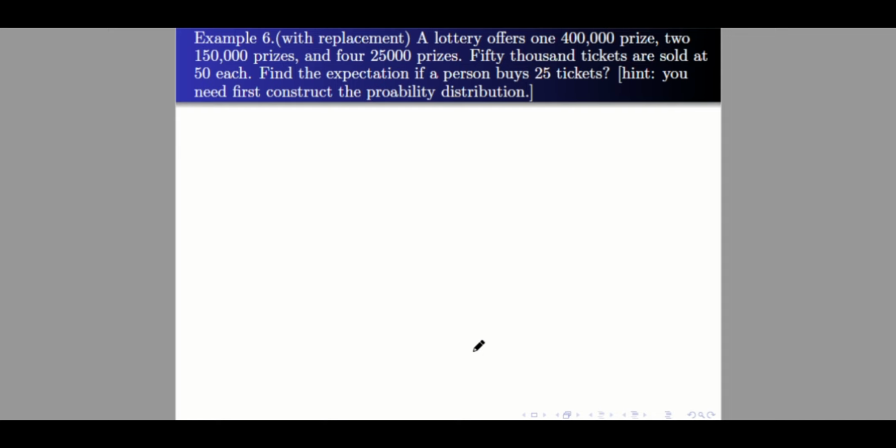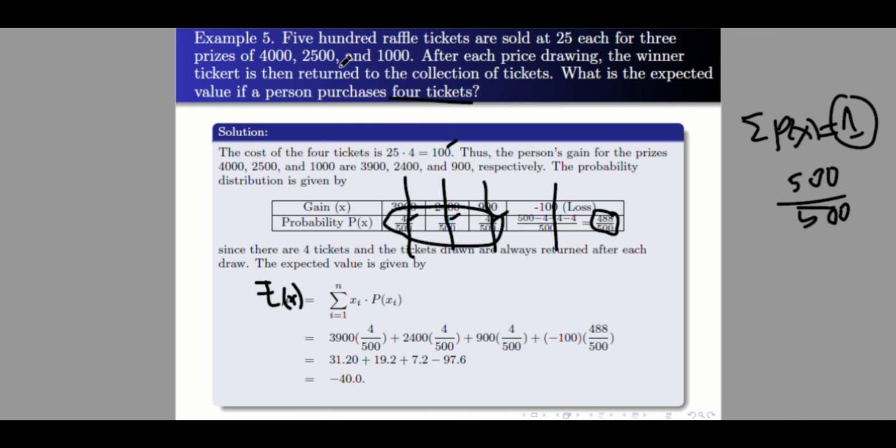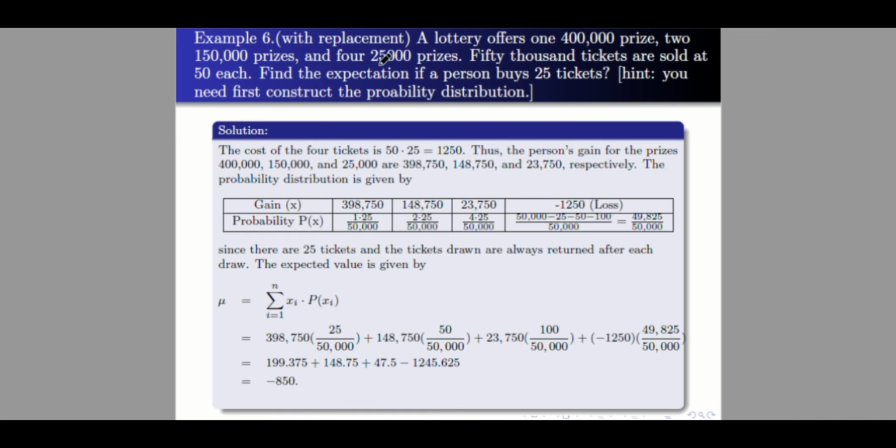Now, example 6. Okay, the same type of problem, but this time the number of winners for each prize is not only one. For 400,000 we have one prize only. For 150,000 we have 2 prizes. For 25,000 we have 4 prizes. In the previous example, there was only one winner for each prize.